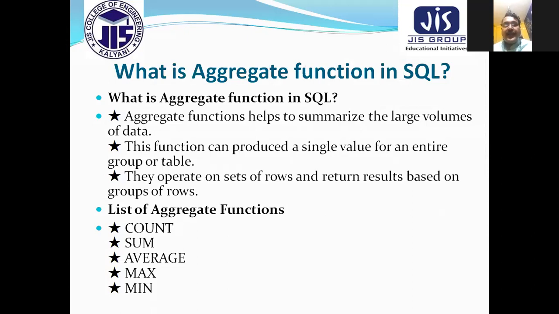Similarly, if I ask what is the average rate of persons who died due to COVID-19, we can easily calculate it. If this average is greater than the earlier one, the situation is not under control and we have to take some other action. So this type of thing is required in real life. So in a database, we have to keep this type of facility. Otherwise, it is not possible to do it. So this function can produce a single value for an entire group of data.